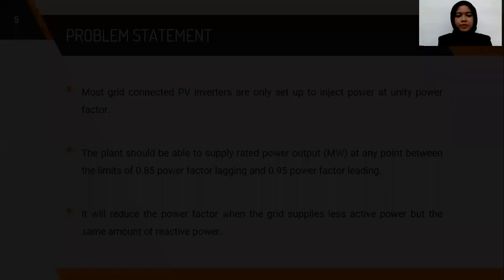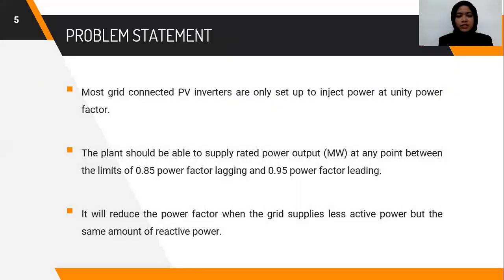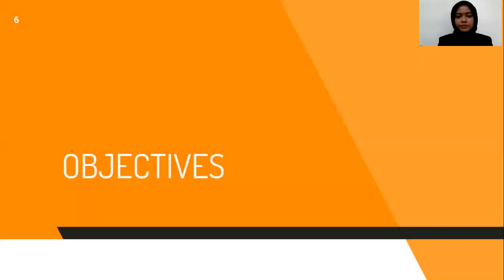Problem statement. The problem statement of this project is most grid-connected PV inverters are only set up to inject power at unity power factor. The plant should be able to supply rated power output at any point between the limits of 0.85 power factor lagging and 0.95 power factor leading. It will reduce the power factor when the grid supplies less active power but the same amount of reactive power.